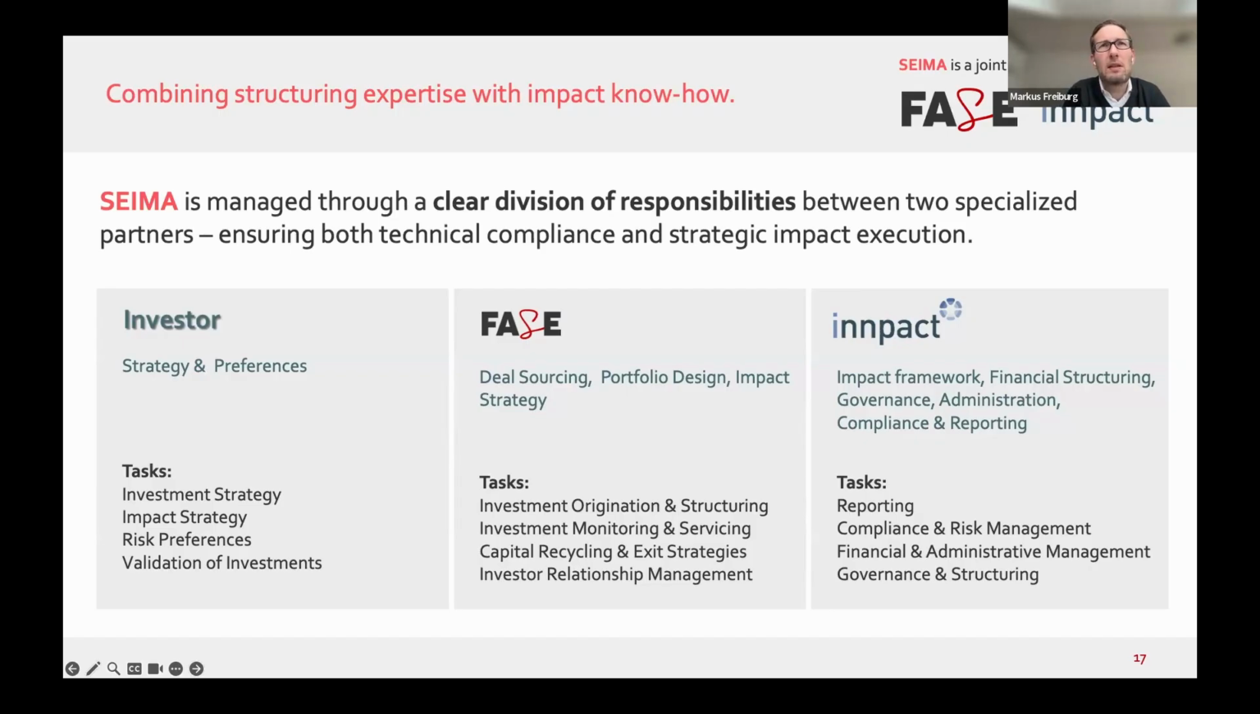bring the money to the table. And then we, from our FASE side, would focus on deal sourcing, portfolio design, and the impact strategy. So we source the opportunities in the market, look for other co-investors, structure the transaction, and then also do the due diligence, prepare the investment decision, and do the portfolio management. And Innpact would focus on the impact framework, the financial structuring, the governance, administration, and compliance reporting of the compartment.